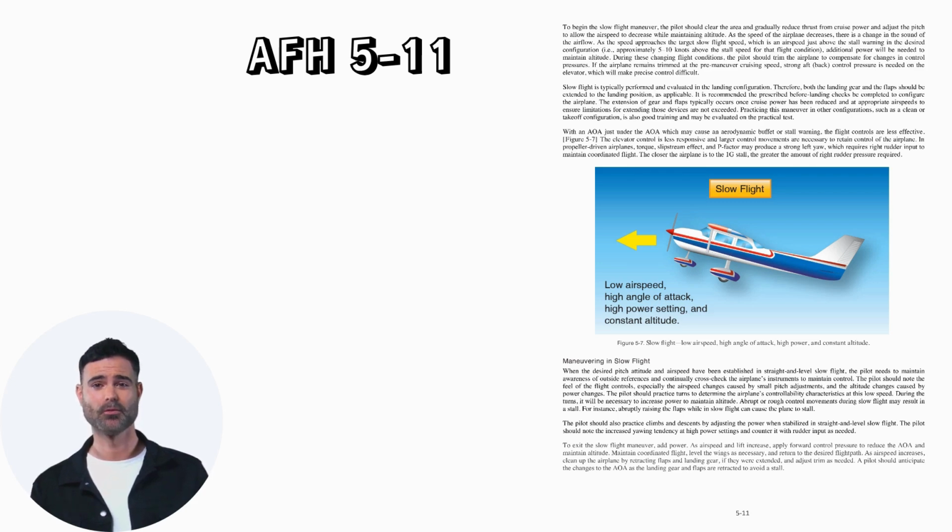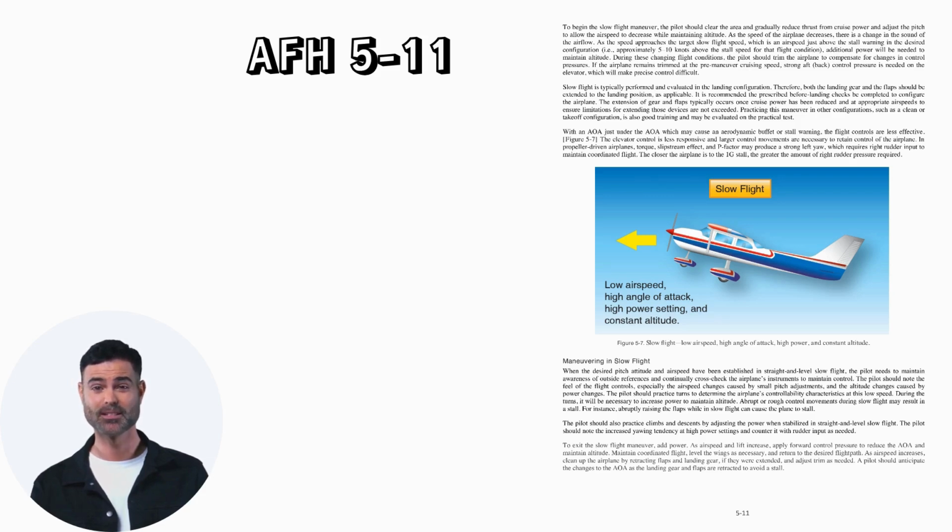To exit the slow flight maneuver, add power. As airspeed and lift increase, apply forward control pressure to reduce the AOA and maintain altitude. Maintain coordinated flight, level the wings as necessary, and return to the desired flight path. As airspeed increases, clean up the airplane by retracting flaps and landing gear, if they were extended, and adjust trim as needed.